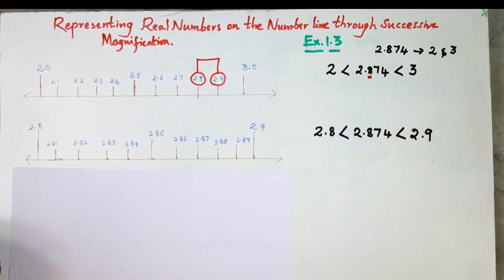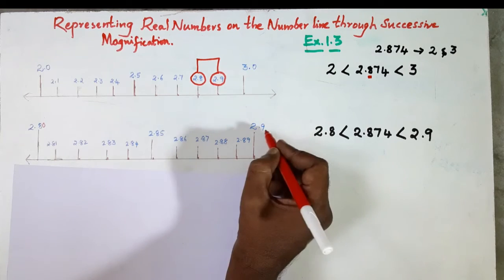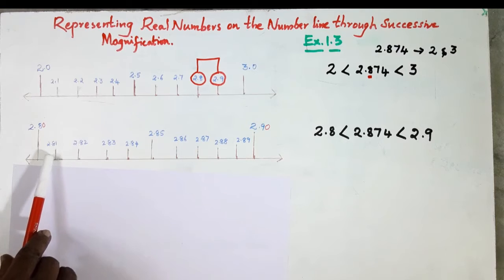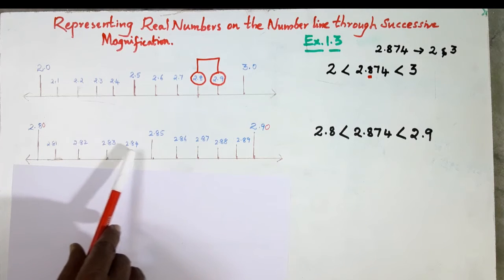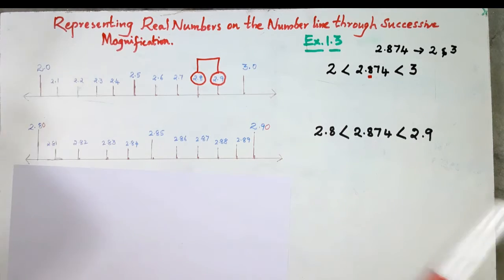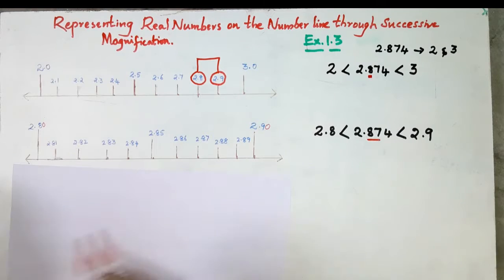Okay, now what is here? Actually it is 2.80 to 2.90. So 2.81, 82, 83, 84, 85, 86, 87, 88, 89, 90. Just now we have seen only the first place value after the decimal. Now let us move to the second place value, meaning 7, 87.